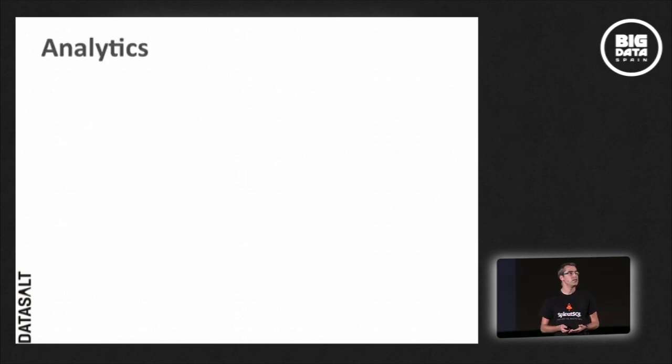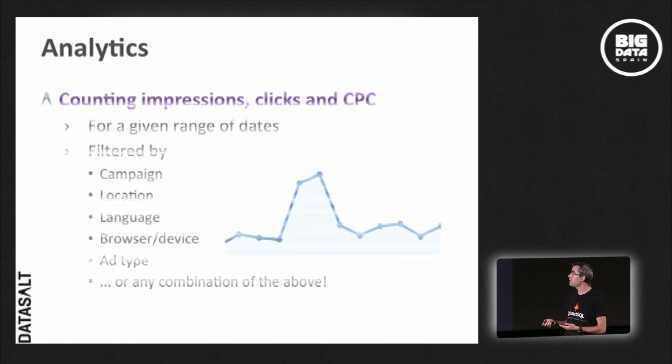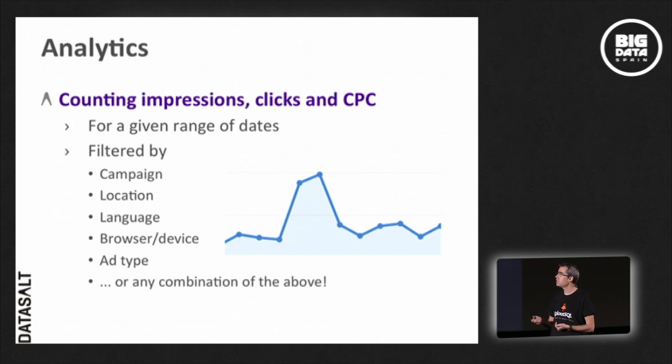Which kind of analytics do we need for serving these panels? At the end, it's not that difficult. What we have to serve is number of impressions, number of clicks, the cost per click, this kind of statistics, just simple ones. Unique users, these kind of things. For a given range of dates, filtered by other dimensions like campaign, location, language, browser, device, ad type, or any combination of those. That's the kind of analytics we need. Some kind of Google Analytics is what we need.